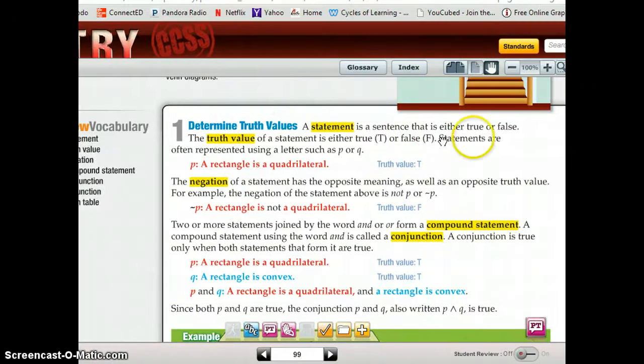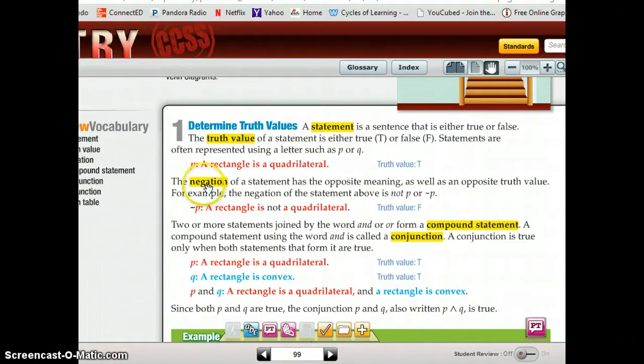A statement is a sentence that's either true or false. So we have a lot of statements, not just specific to geometry, but any statement that we can assess as being true or false has what we call a truth value. It's either being true or false. Statements are often represented using letters, and a lot of times we'll use P and Q to represent two different statements.